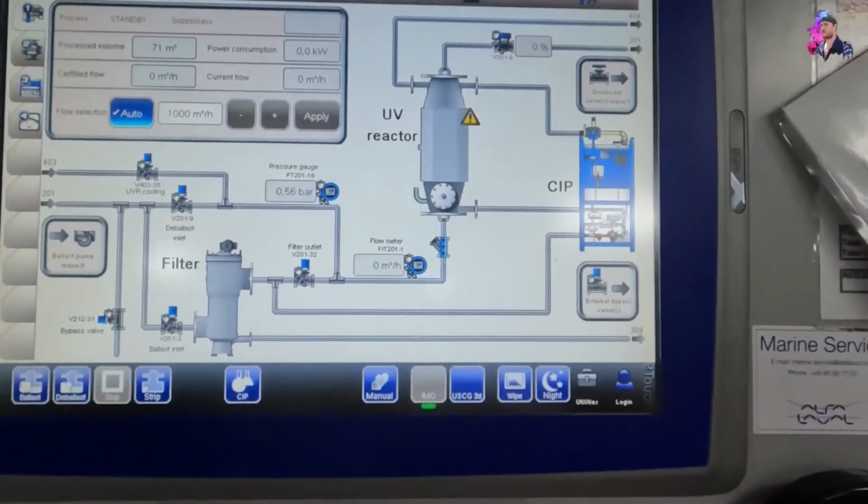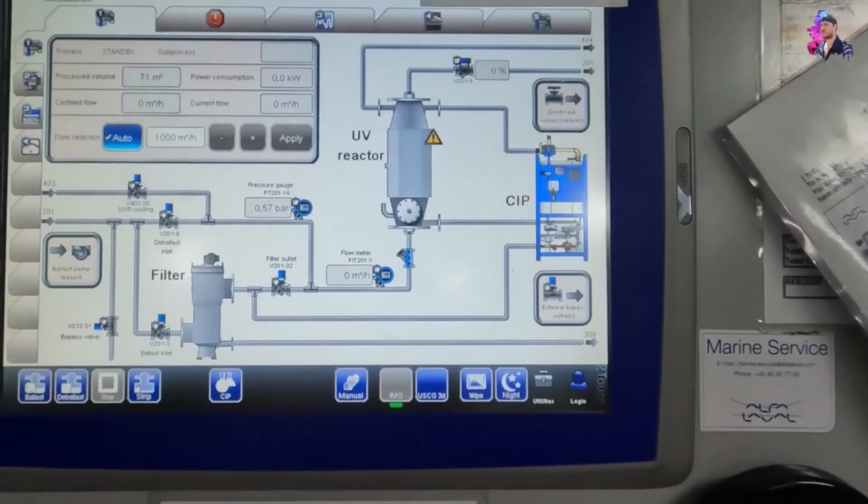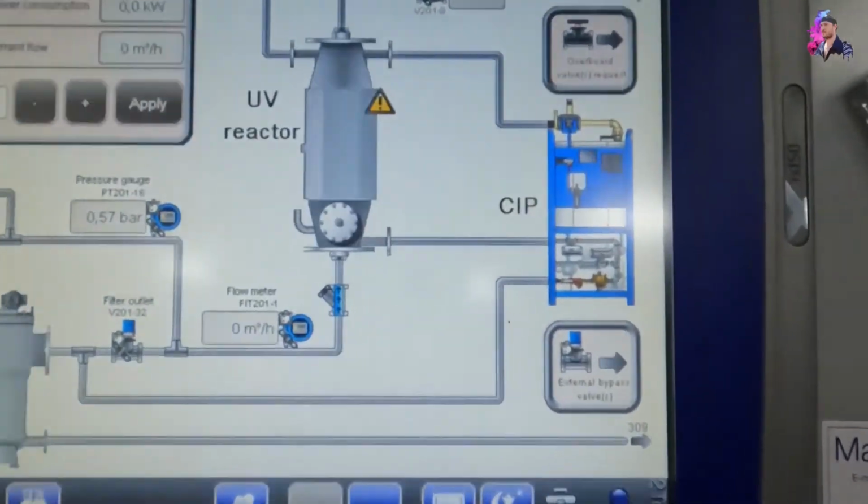And now we will proceed to the pump room to see all the components of the ballast water treatment system.